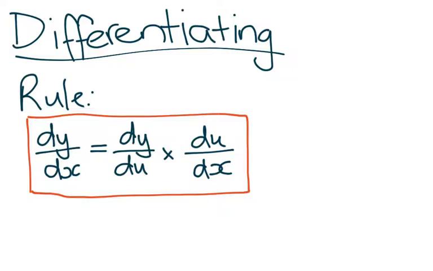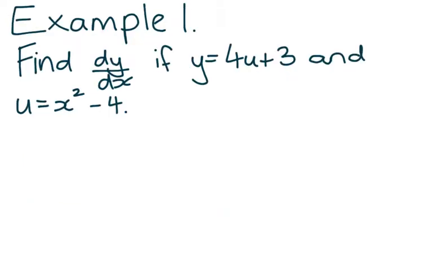And what that means is we've got an inside and outside function, or two different functions within the same function, and we have to differentiate each of those first, and then we can get our derivative in terms of x. So our first example is stepped out, and it says find dy by dx if y equals 4u plus 3 and u equals x squared take 4.